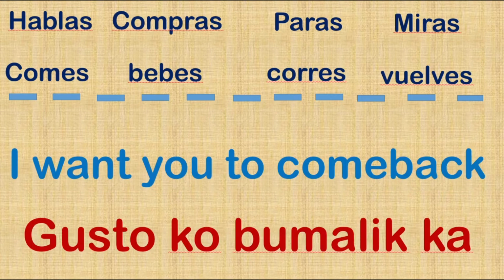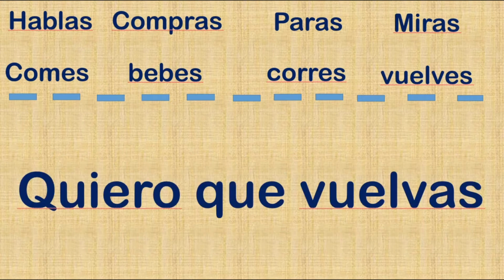What about I want you to come back? Gusto ko bumalik ka. Quiero que vuelvas. Okay, so this time, if you would like to say, I want her, or I want him to do this or to do that, all we have to do is to remove the S at the end of the verb, and it will become I want her or I want him to come back. So let's have a practice.